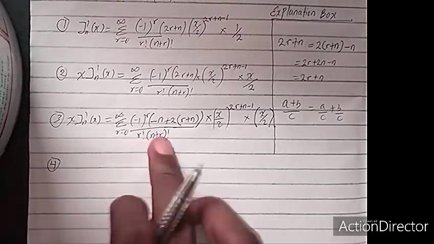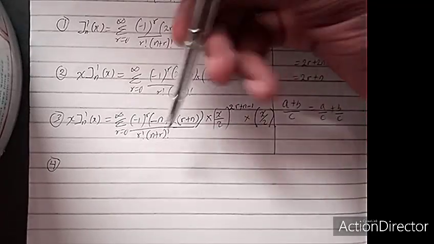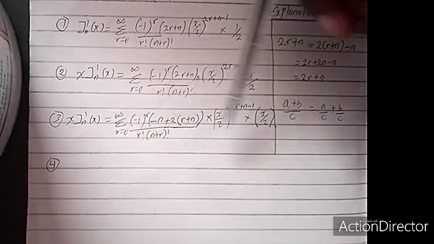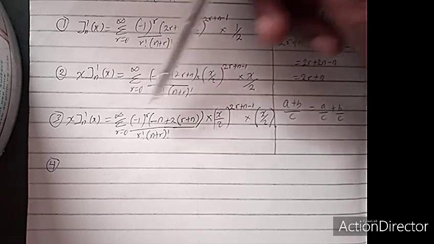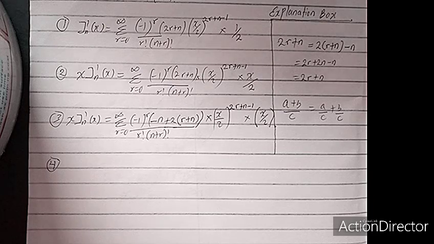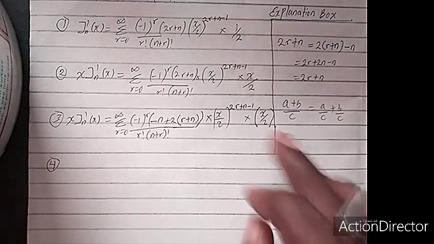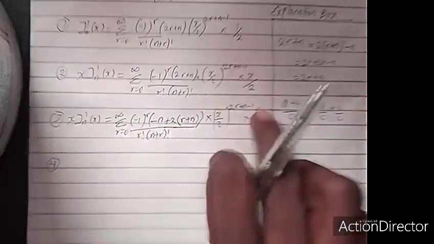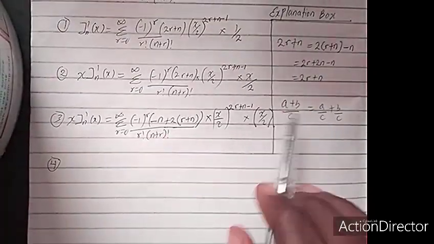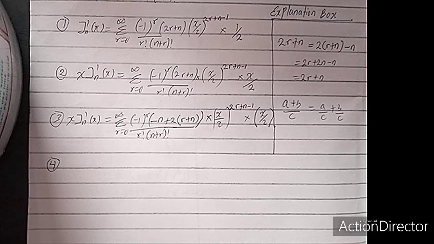Step 4. I will rewrite this. Take note that this is multiplication. That is, this one is multiplying this. This one also is multiplying this. So you will open up the bracket one after the other. Now let's go. Don't forget that they are all multiplying this bracket, and you are going to use this law to separate the fraction.